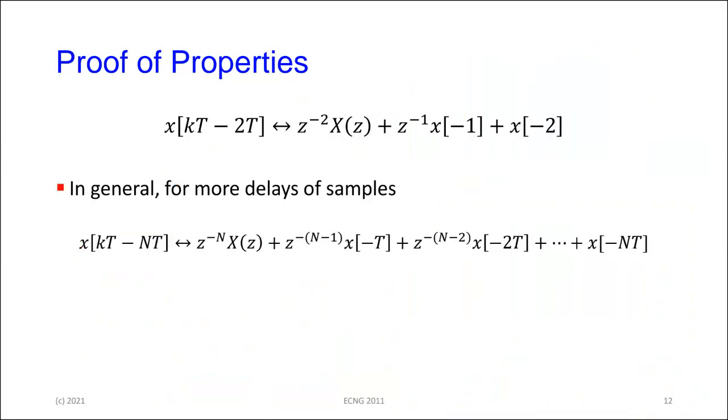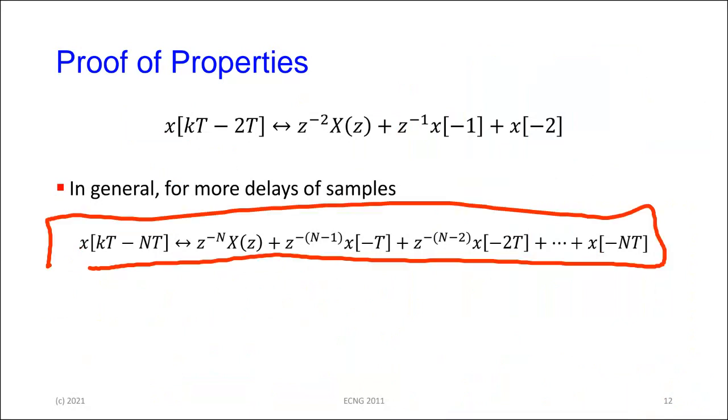So if we generalize it, in the general form of things, this is what it comes out to. I could delay by any amount, right? Once I know what the original x(nT) was, then no matter how I delay that, I just multiply that by z to the power of whatever the delay is. But then I have to add in all the other values that came in afterwards.